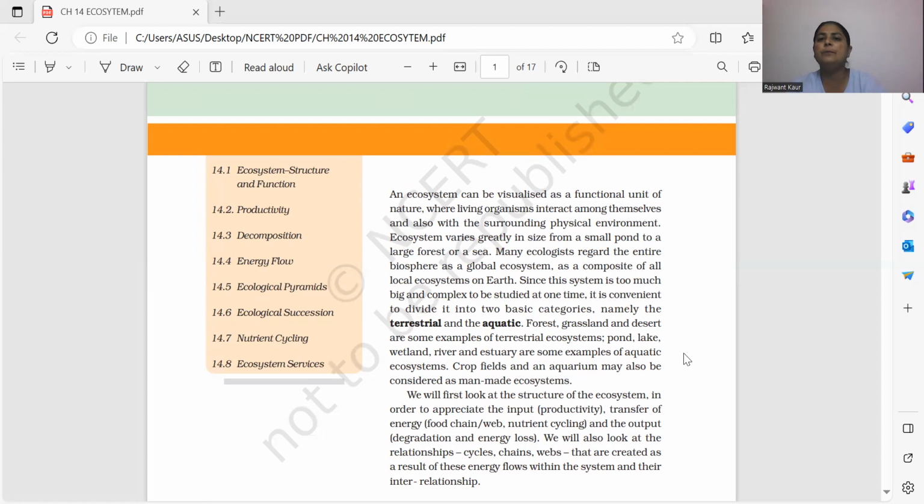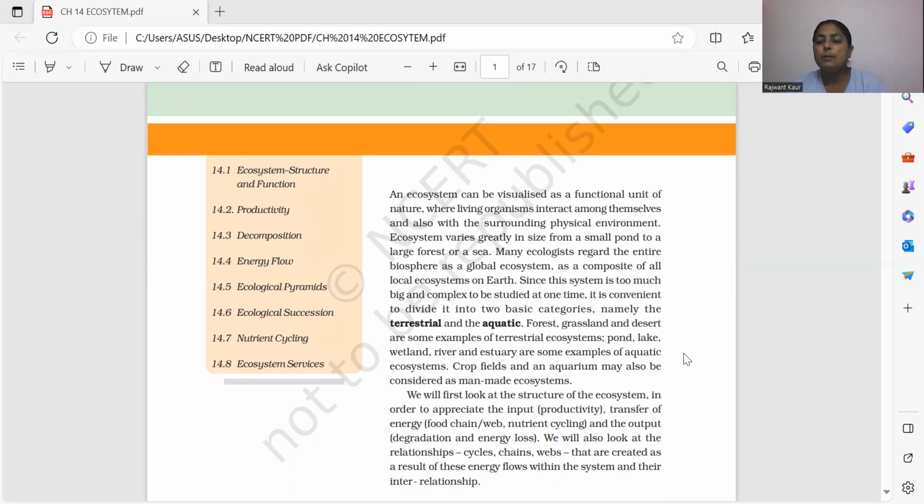So children, ecosystem size varies from a very small unit to a larger unit. For example, a pond can be considered a small ecosystem, a forest is a large ecosystem, and the sea is an example of a huge ecosystem. Ecologists also regard the biosphere as a global ecosystem unit. So an ecosystem may be as small as a pond and as big as a forest or an ocean.